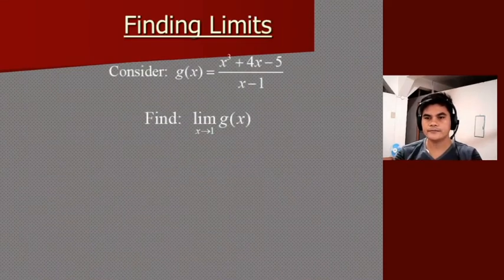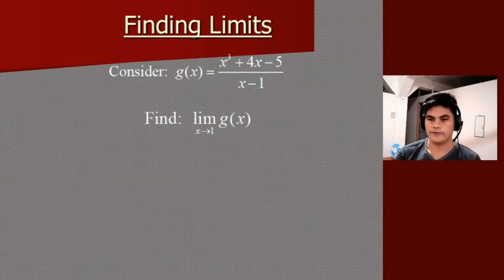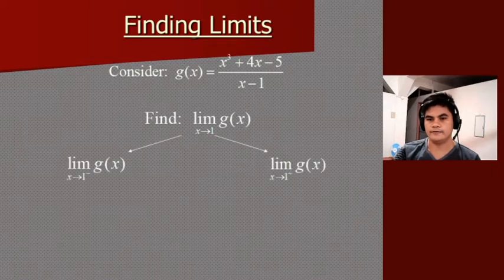Now, consider g(x) equal to x cubed plus 4x minus 5, over x minus 1. In this case, as x approaches 1, we have a little problem here. As x approaches 1, the denominator will be 0, and any fraction with a 0 denominator is undefined.